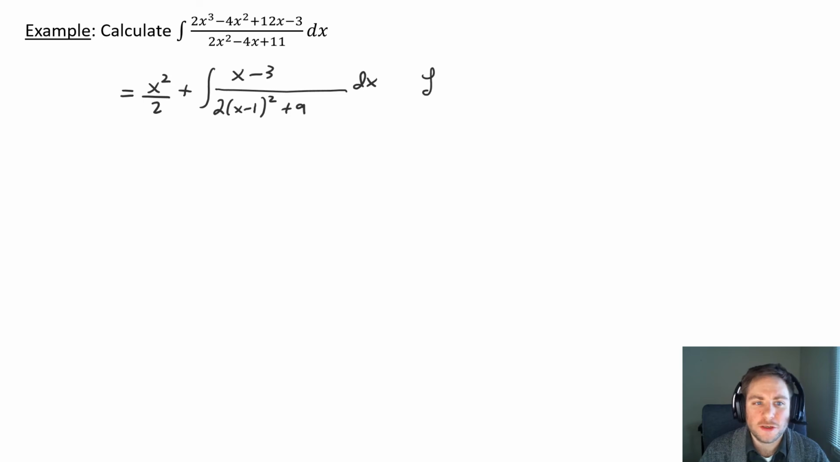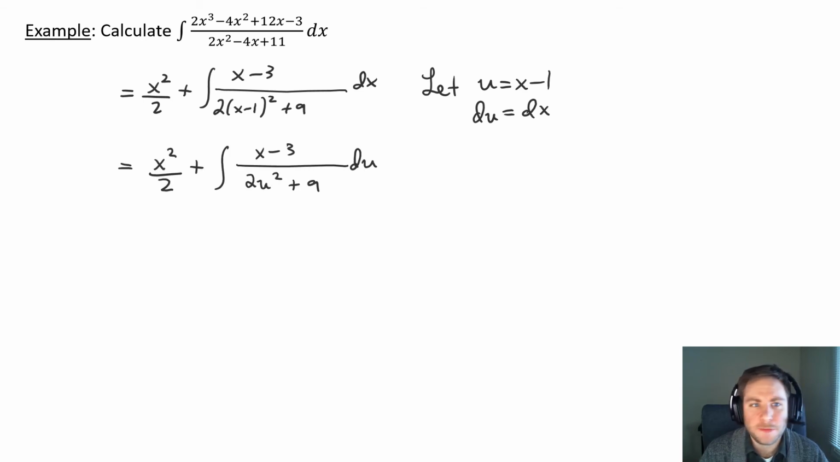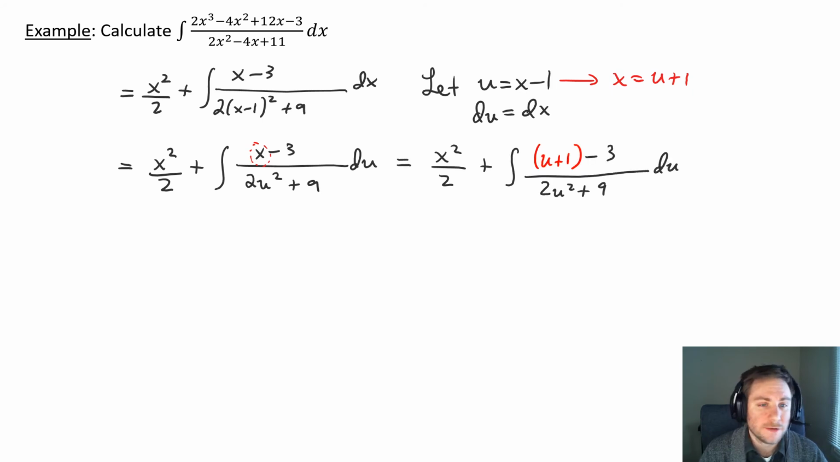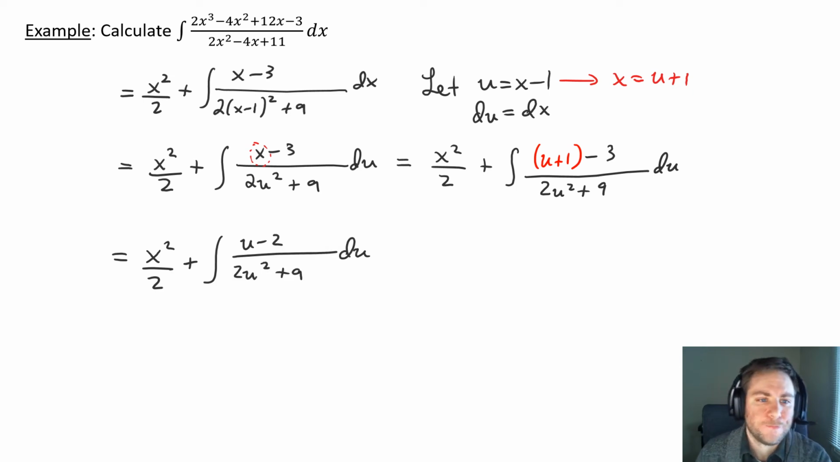And to make that structure more clear, we're motivated to make the substitution u equals x minus 1. In that case, du is the same thing as dx, making for a pretty clean substitution. So with that, we get 2u squared plus 9 in our denominator, but we still have this x in our numerator. For that, we need to go back to our substitution and check what x is equal to. In this case, it's equal to u plus 1. So where we see an x, we can put u plus 1 instead. And then after simplifying, we get u minus 2 as our numerator.